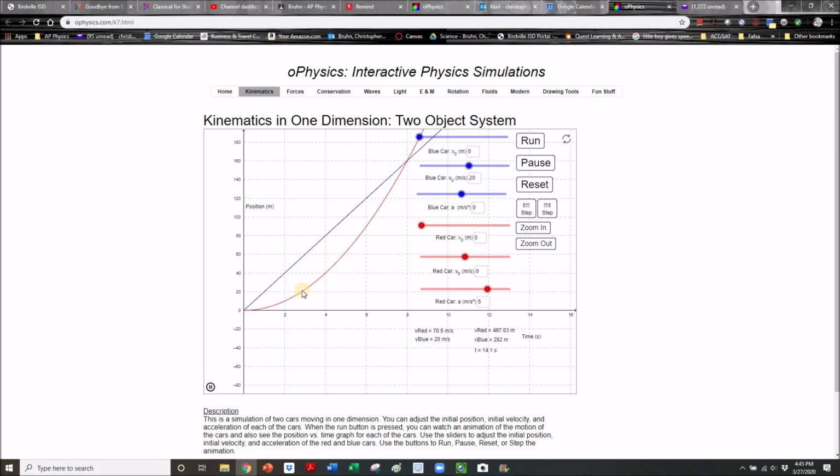Outstanding. So somewhere in here, exactly at 4 seconds, they have the exact same velocity, same slope here as here. And then the car is going faster over here. And this is a position time graph.